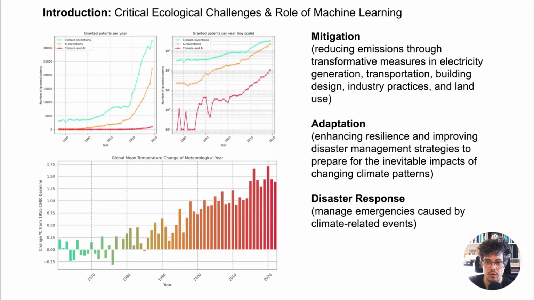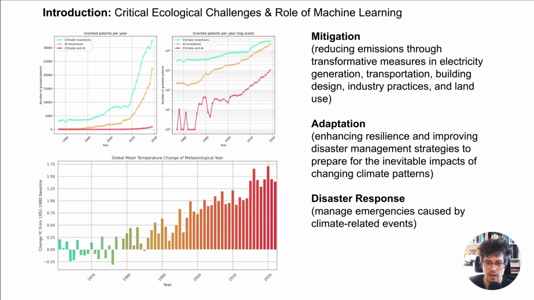On the left, I show 2 graphs that show the number of granted patents per year. Green and yellow isolated climate inventions and AI inventions, red is a combination of such. While the number of submitted patents increase, still the global mean temperature change per year continues to grow, indicating there are opportunities for further research and innovation.